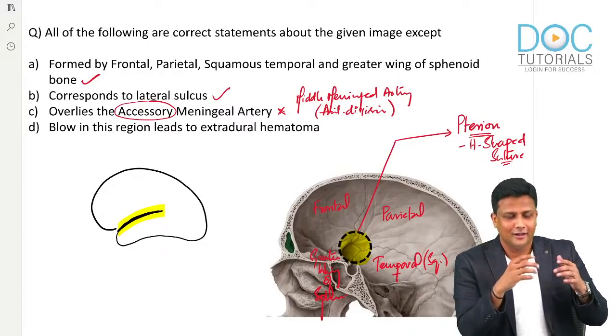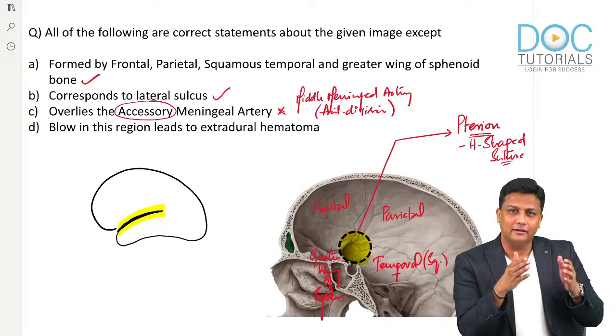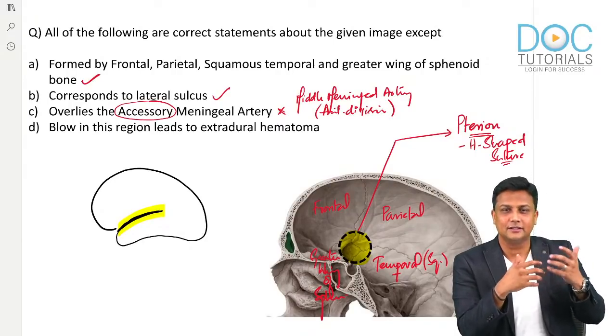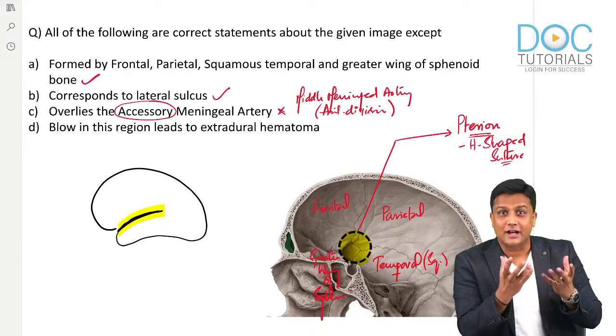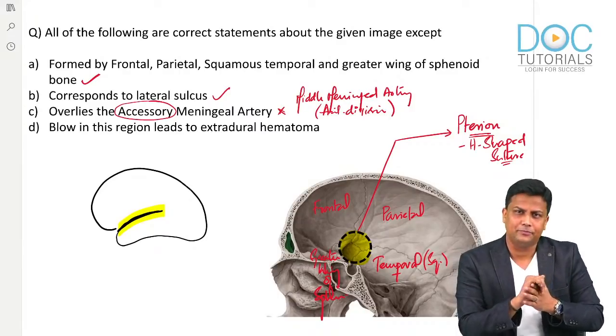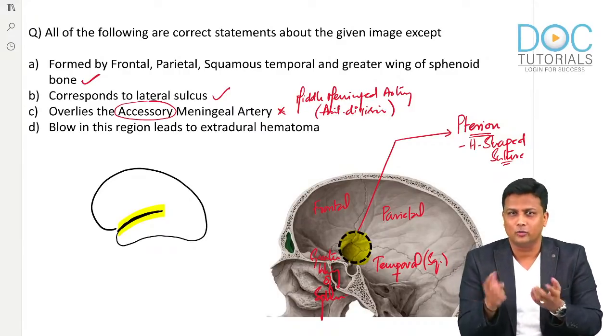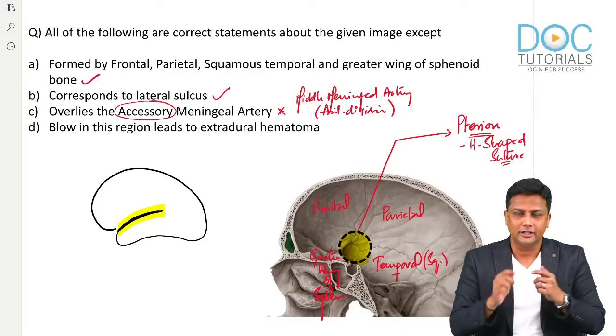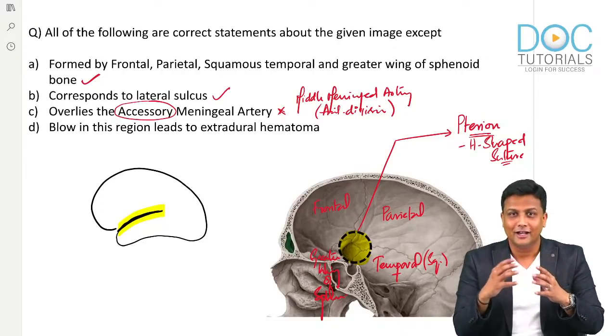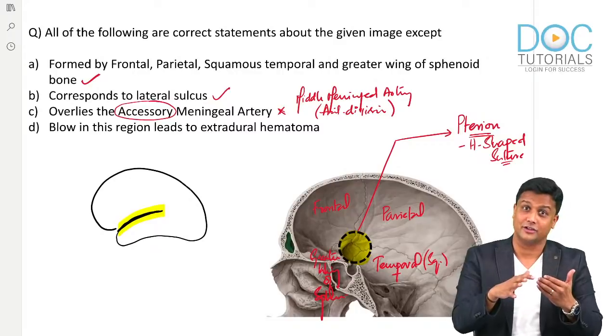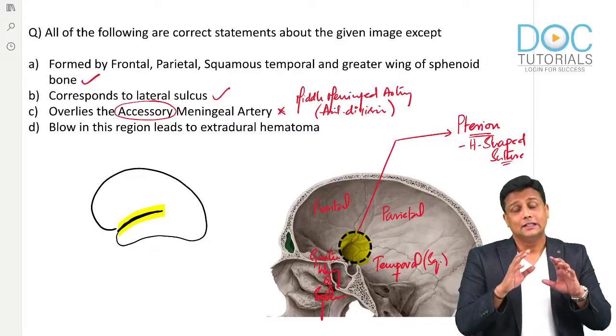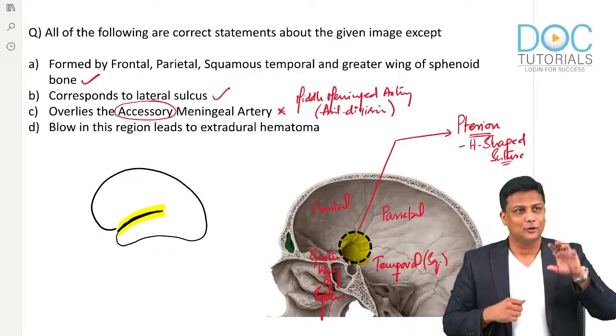Because in our exams, when you see the entire pattern, slowly they are trying to increase the standard, the same concept only. Previously, they used to just ask, what is the arrow mark structure? Pterion. Then they asked which four bones are joining there. Nowadays, they're asking what are the underlying structures there? Underlying structures. So, I'm okay with middle meningeal artery.